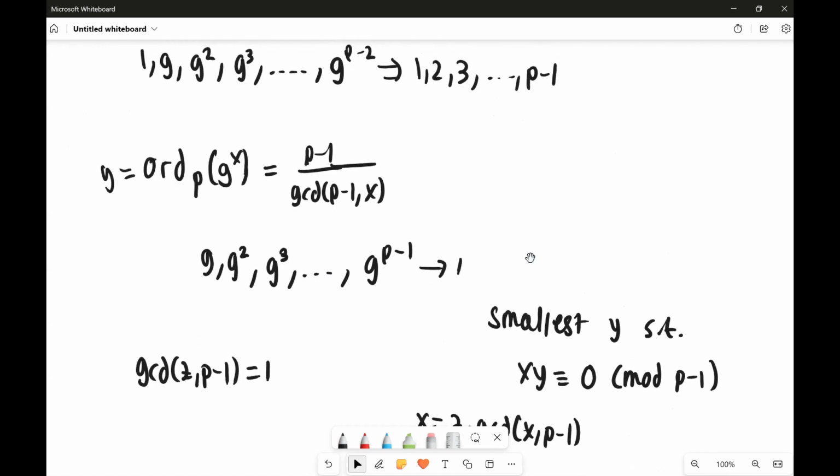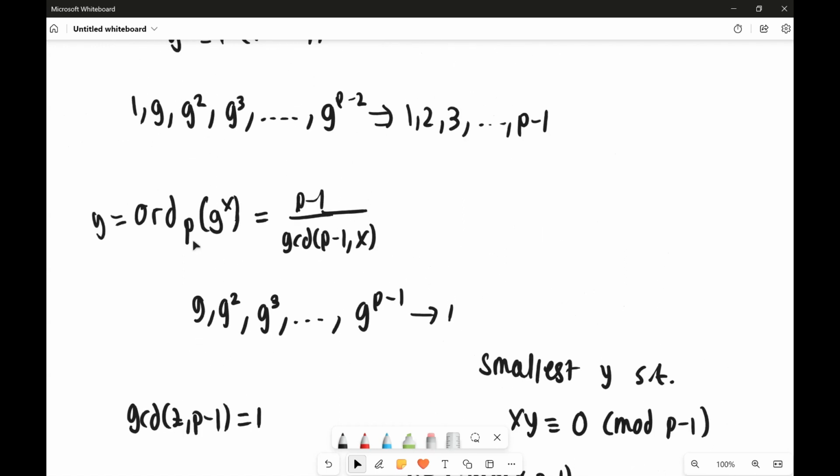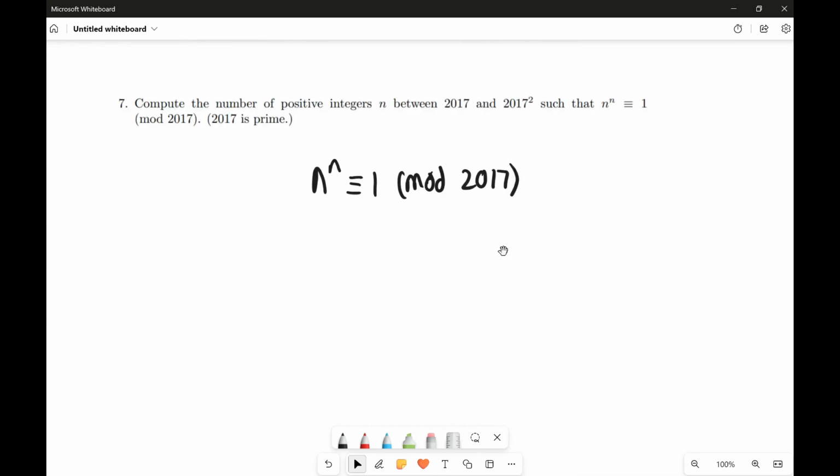All right, so now we've proven that the order of g to the power of x with respect to p is equal to p minus 1 over GCD of p minus 1 and x. With that, we can now solve the problem. So now we're back to the problem, and you can go ahead and pause the video again if you want to reread it.